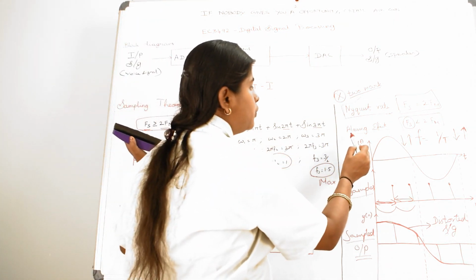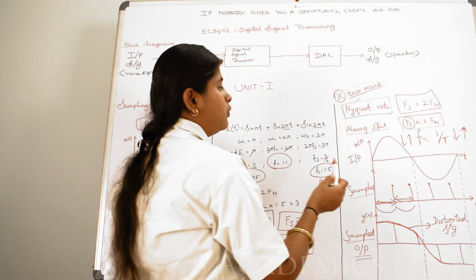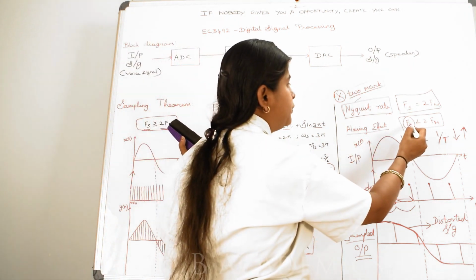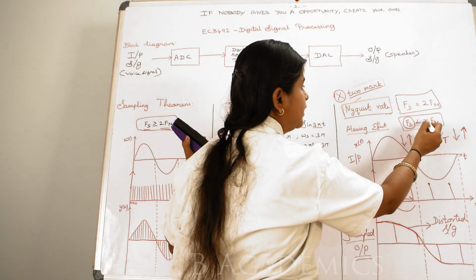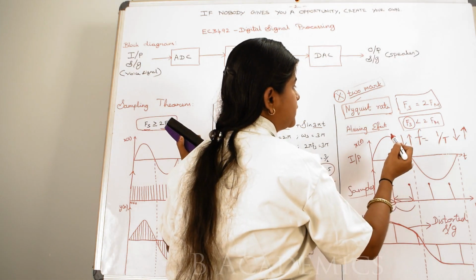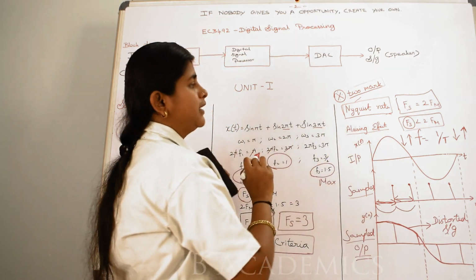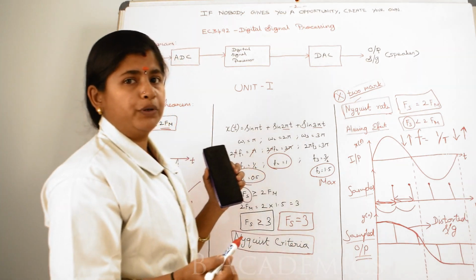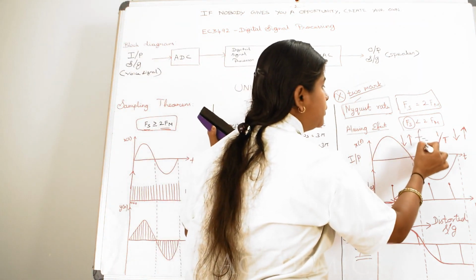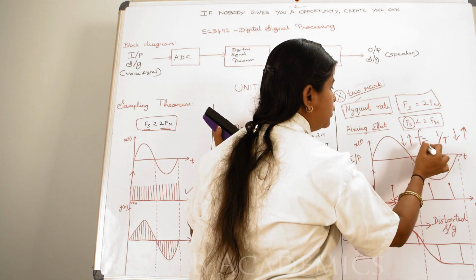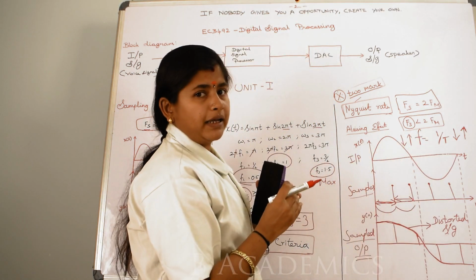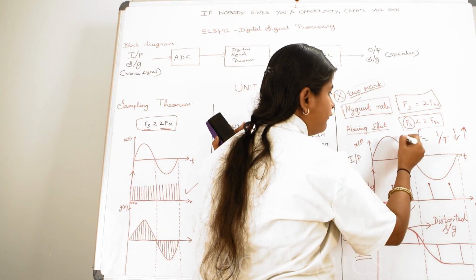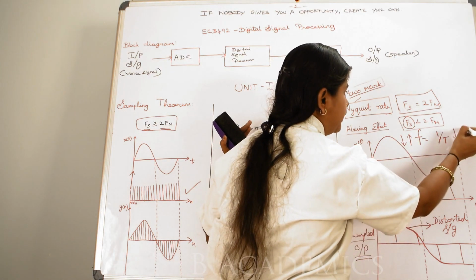Next, let us see what the aliasing effect is. What happens when you break this condition? When you keep your sampling frequency less than twice the maximum input frequency, it leads to the aliasing effect. You will get a distorted signal at your output end. Frequency is equal to 1 by T; you know that frequency is the reciprocal of the time period. When you increase your frequency, your time period decreases. When you decrease your frequency, your time period increases.